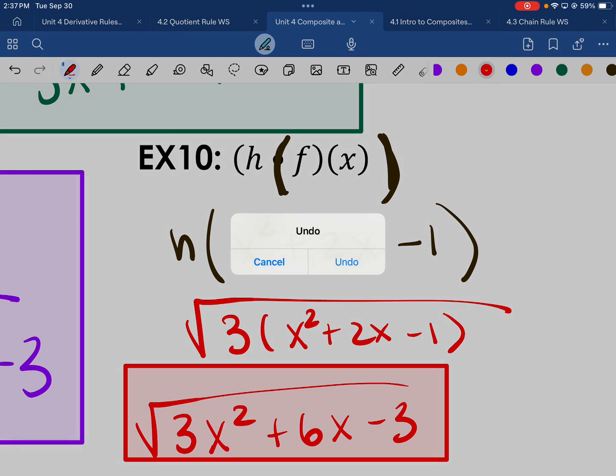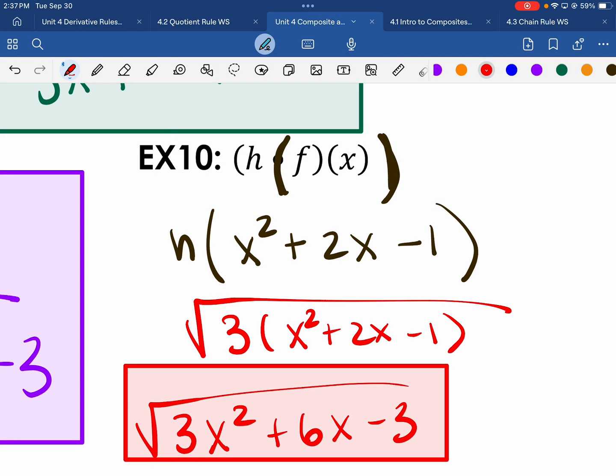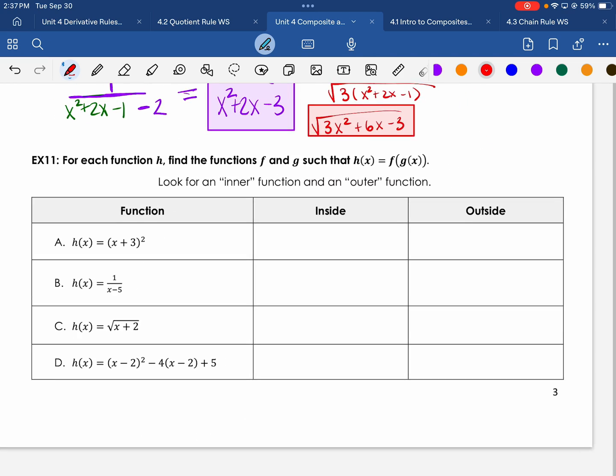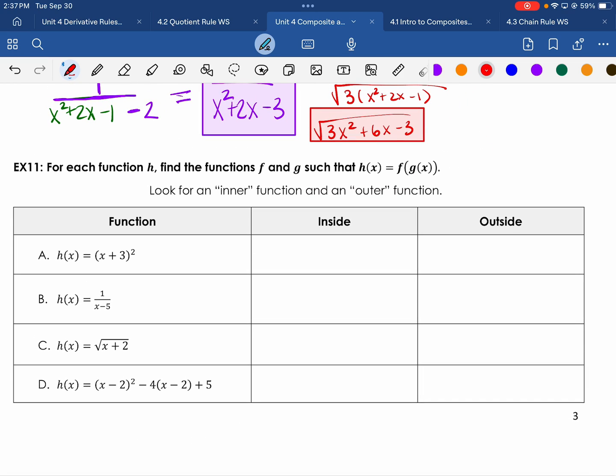All right, composite functions. Are we good with that? Sweet. All right, down here on the bottom. It says for each function h of x, we want to figure out what f and g are if h of x equals f of g of x. So we want to come up with the inside and the outside function.